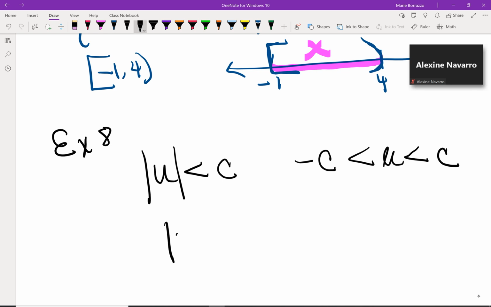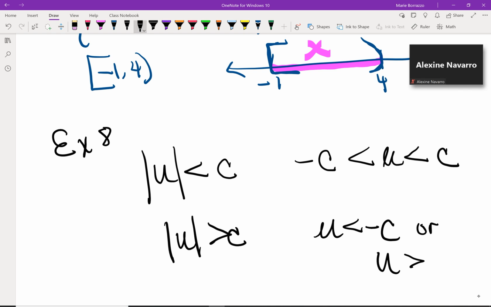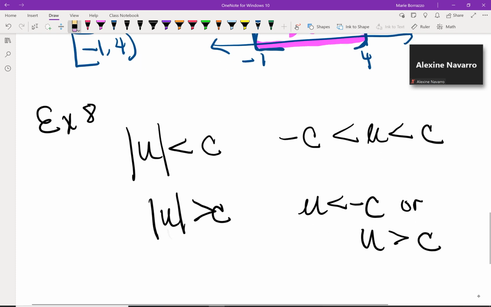Same thing applies if I have the absolute value of u is greater than c. In this case, we would say u is less than -c or u is greater than c. And of course, we still have the equal to, so these are relative to whether they are or aren't included in the original question. Just keep that in mind. You have to be careful when you interpret this, because the equal to may actually violate one part of the solution and you may not be able to use it. Let's look at an example.